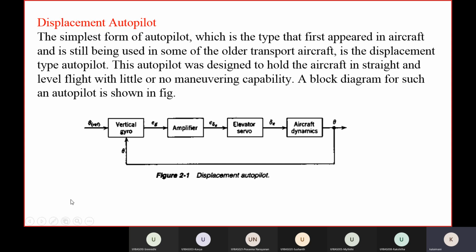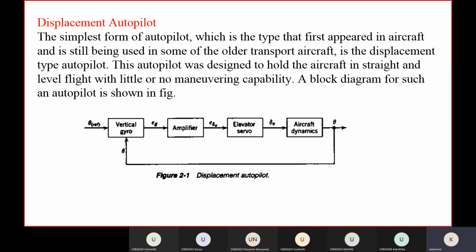Last class we discussed the root locus techniques. Today we are moving to design an autopilot system. This is the first thing I said, the displacement autopilot. This is the simplest form of autopilot, which is the type that first appeared in aircraft and is still being used in some of the older transport aircraft.